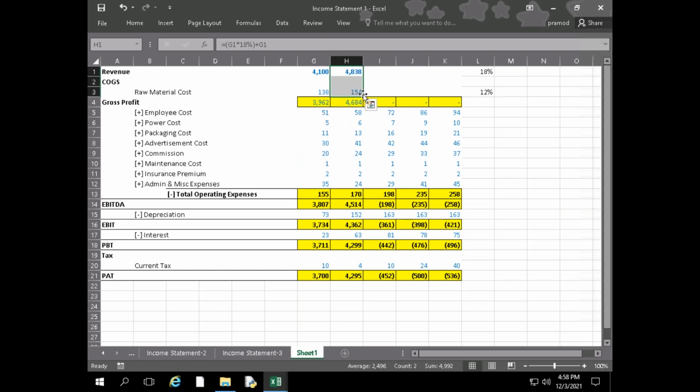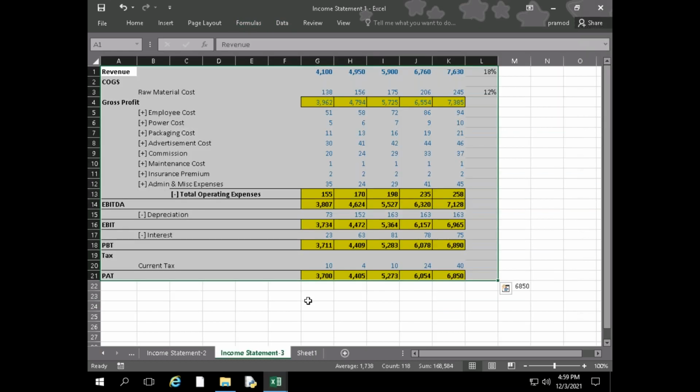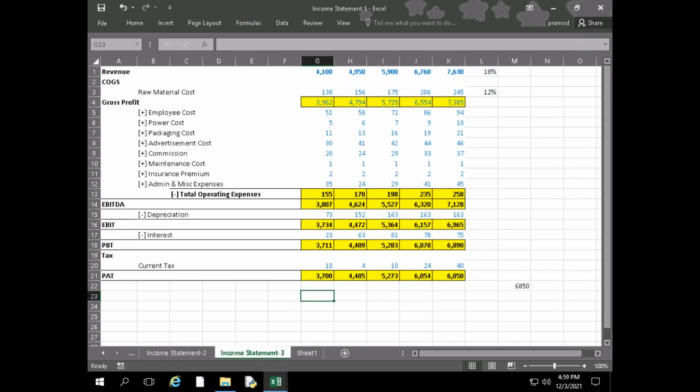So if I calculate this answer, I don't get anywhere negative. So all are in profit only. Yeah, correct.